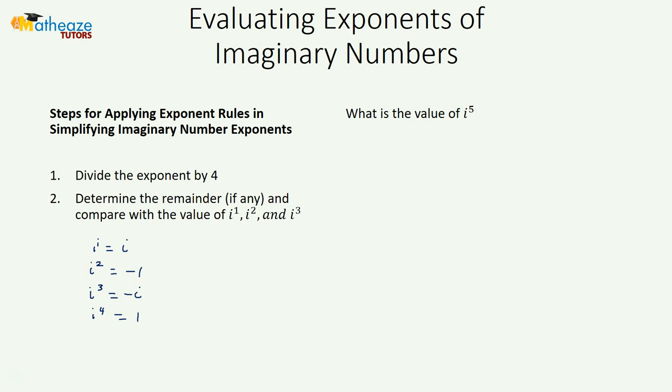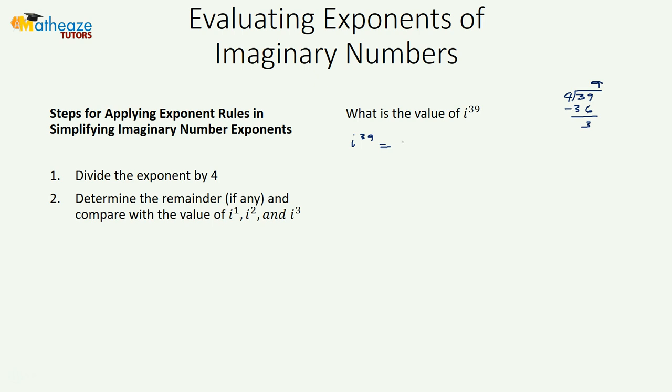So now i to the power of 5, here's how we're going to apply our exponent rules, is going to be i to the power of 4 multiplied by i to the power of 1. i to the power of 4 is 1, and then we have i. So this is going to give us i to the power of 5 is the same as i. Now i to the power of 39: let's divide 39 by 4. We have 9 and we have a remainder of 3.